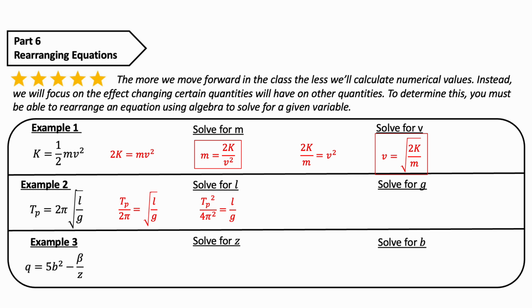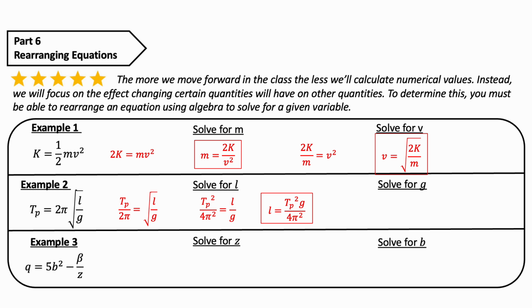Notice that my 2 turned into a 4 because 2 squared is 4. And I think a common mistake I see in these is forgetting to square the pi. But the pi needs to be squared as well because everything on the left was getting squared. Now the last step is to solve this for L, and we solve this for L by moving g to the other side. So my final answer is going to be T_P squared times g over 4 pi squared. And that is how I solve that for L.